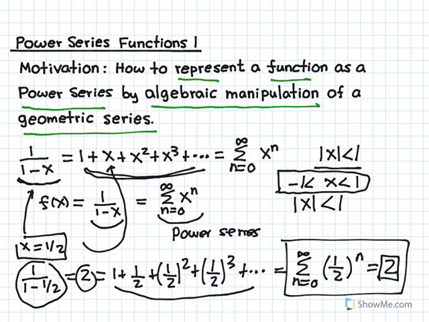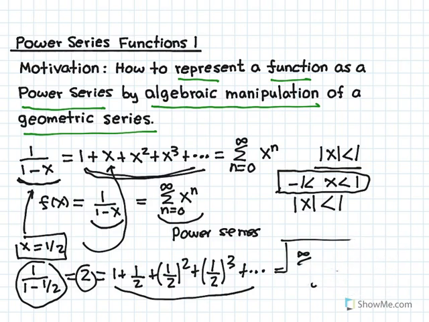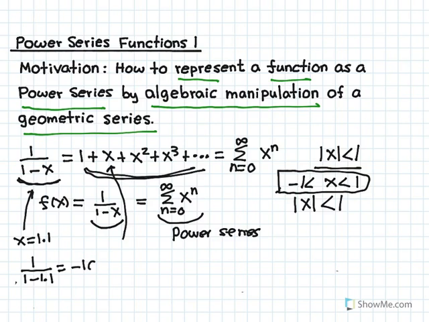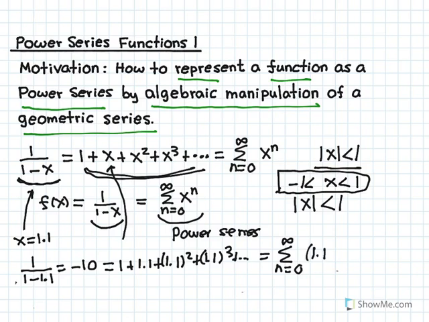So let's look at another question. Could we plug in x equals 1.1, for example? Let's do that. So let me erase this, because our space is limited on this page, and plug in x equals 1.1. Well, we get 1 over 1 minus 1.1, which is 1 over negative 0.1, gives us minus 10. That's equal to 1 plus 1.1 plus 1.1 squared plus 1.1 cubed, and so on. In compact notation, n equals 0 to infinity 1.1 to the power of n.